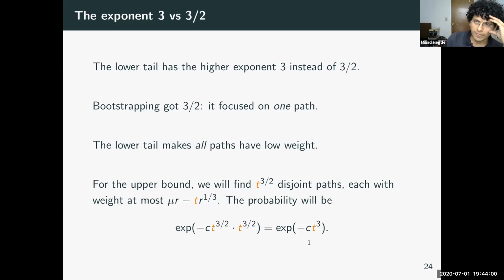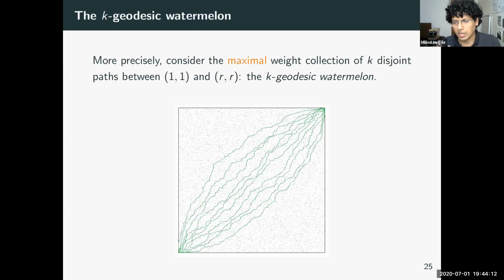So the goal now is therefore to find many disjoint paths which do quite well in their weights, in spite of being disjoint. So this is where we use something called the geodesic watermelon, which is the maximal weight collection of k disjoint paths between (1,1) and (r,r).